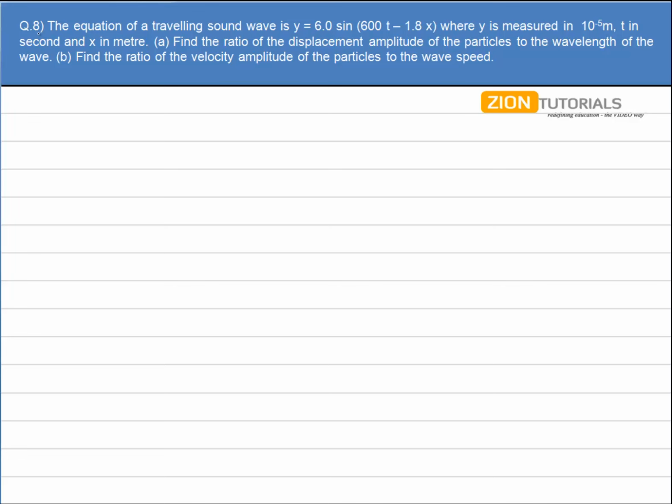of the wave, right? So in the first part, what I have to calculate is the displacement amplitude, that will be r, and its ratio to the wavelength. So this is what I have to calculate.